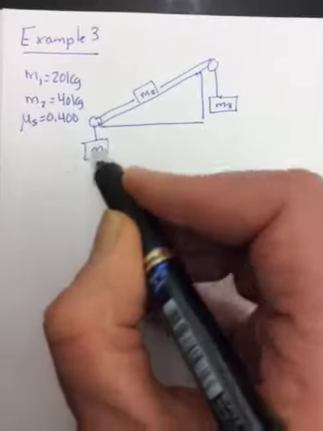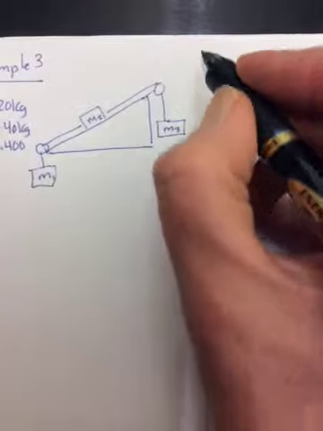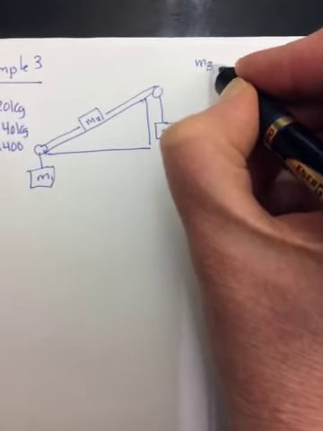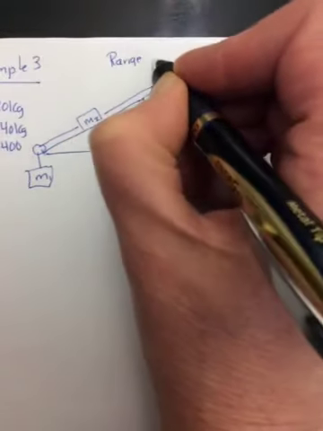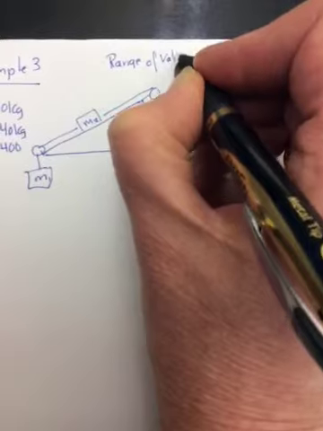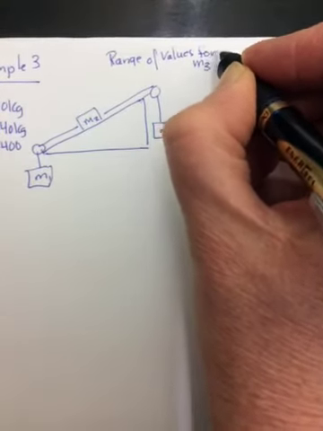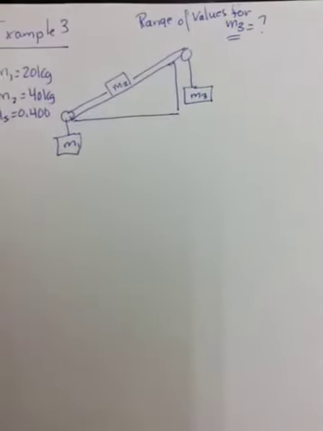And the question is, what is the range of values for M3 that would hold this system in place? Range of values for M3. Okay? So that's one I'd like you to do.